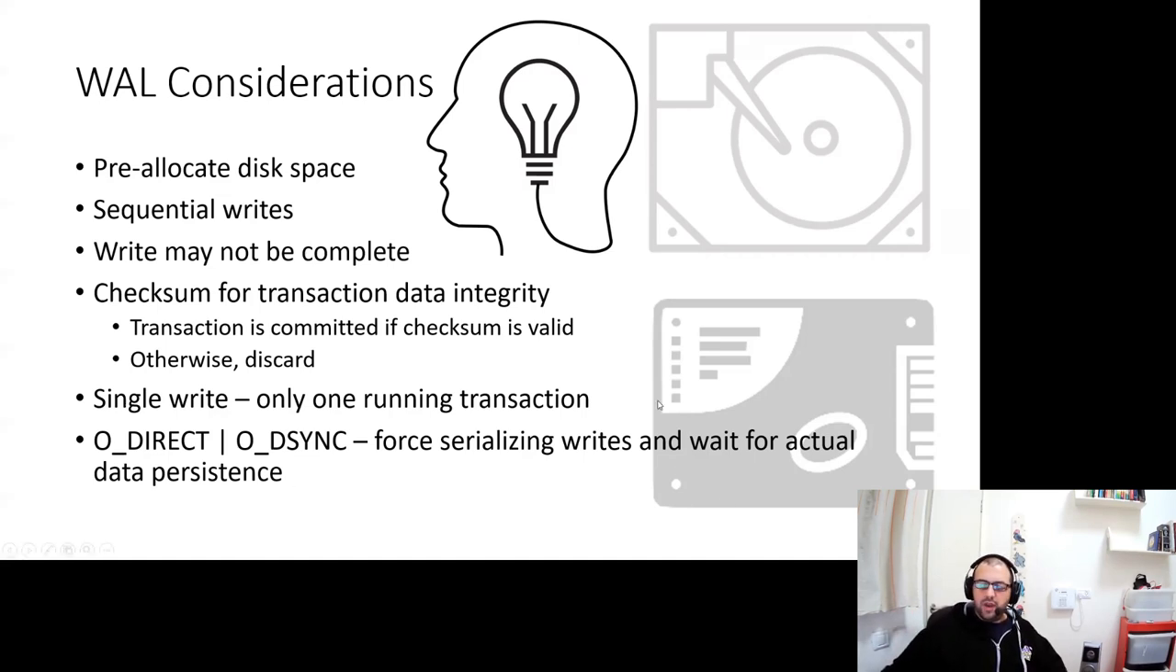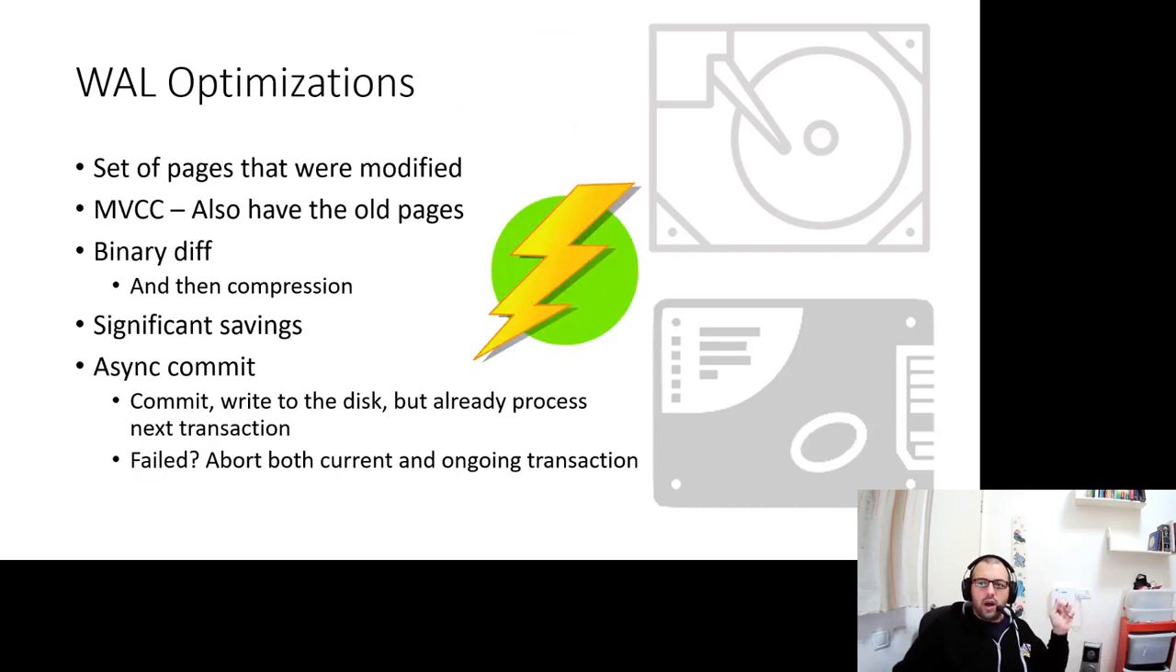And we have a single write, which would be important in a moment. And this forces us to wait until the disk comes back, which is super important from our perspective. Because once this came back from the disk, we know that this has been saved durably. Now, let's talk about this again. A transaction that is being written is a set of modified pages. But because of MVCC, we also have the old pages.